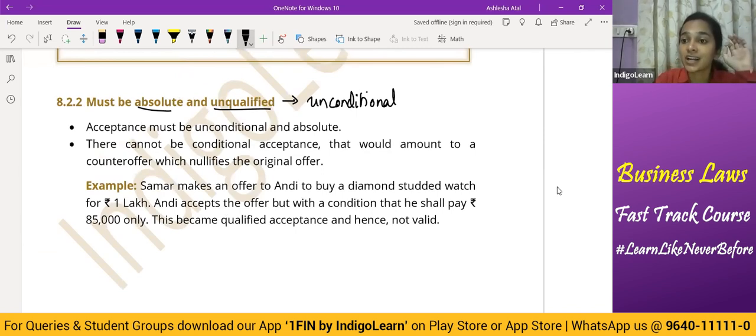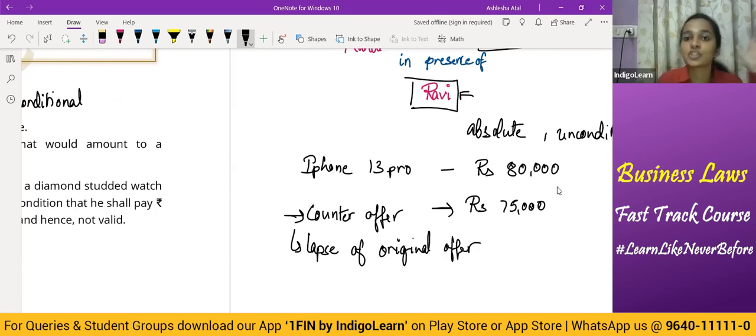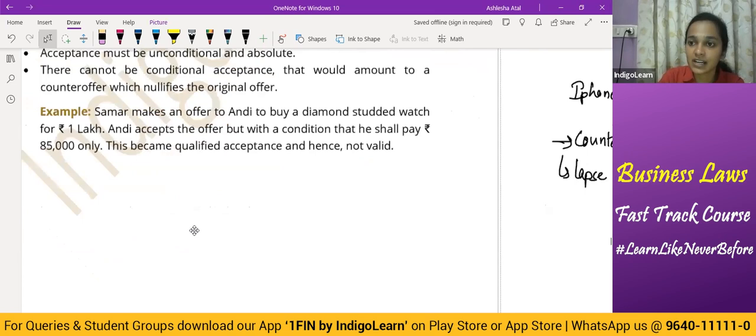Whenever a conditional acceptance is given, it will result in the original offer lapsing. A conditional acceptance amounts to a counter offer, which leads to the lapse of the original offer. So if any conditional acceptance is made, it will lead to the nullification of the original offer. Clear? Clear with the second point, the second essential element of valid acceptance? Yes, ma'am. It must be absolute and unconditional or unqualified.